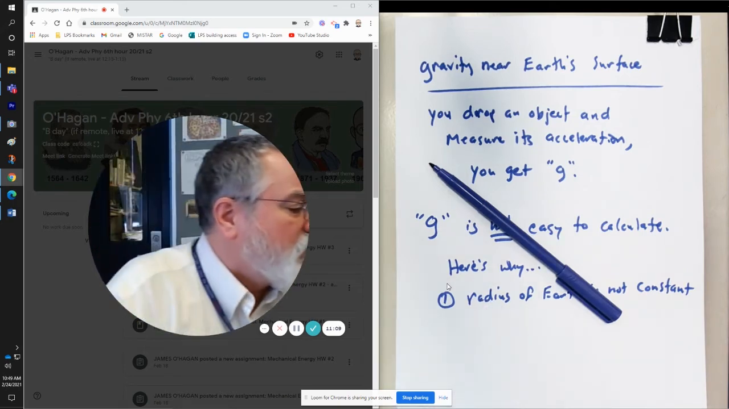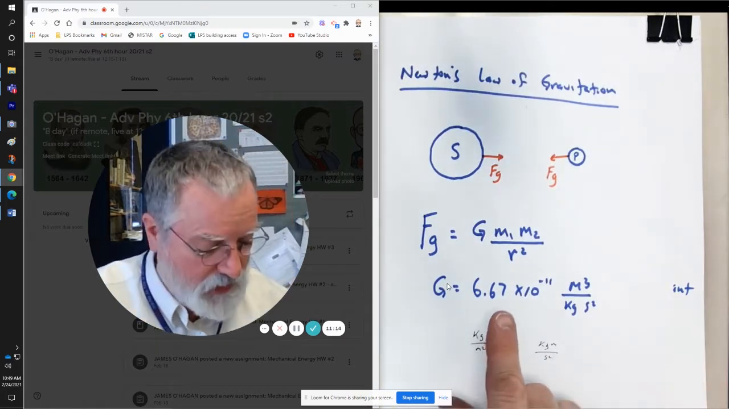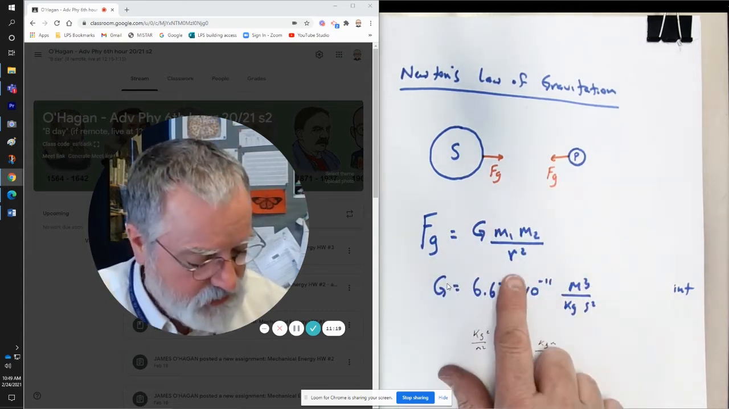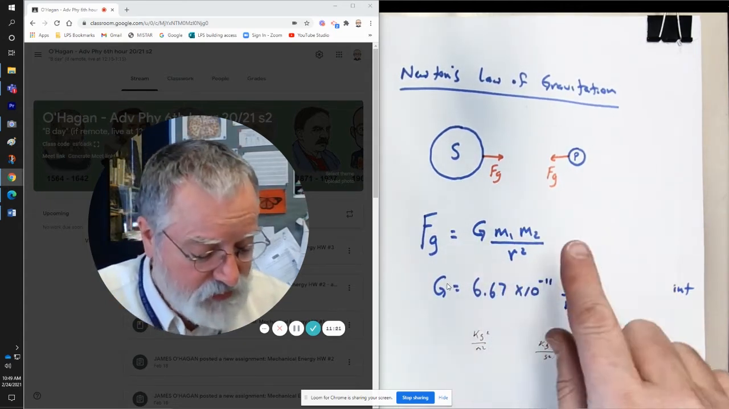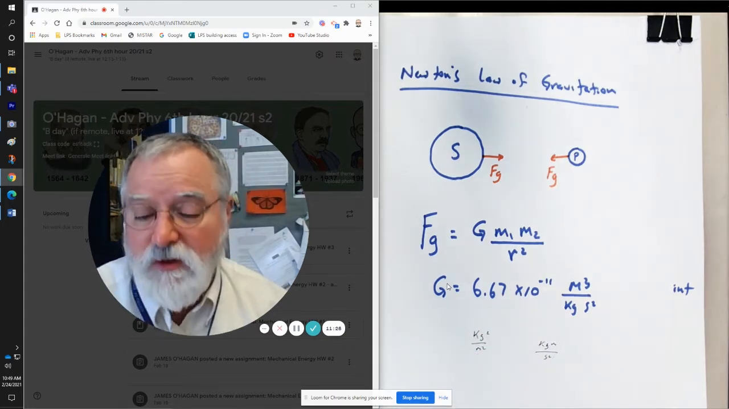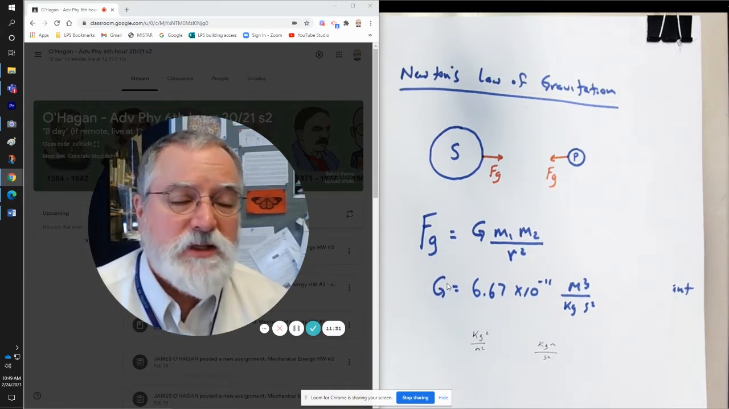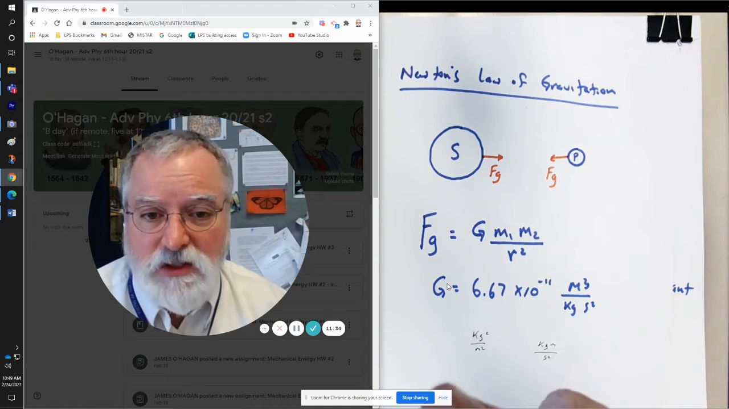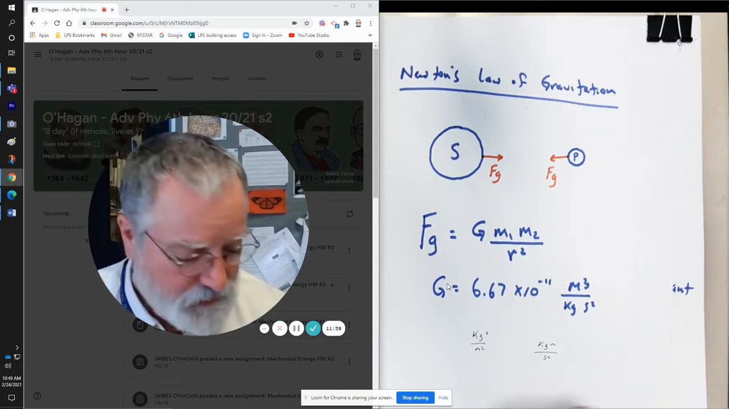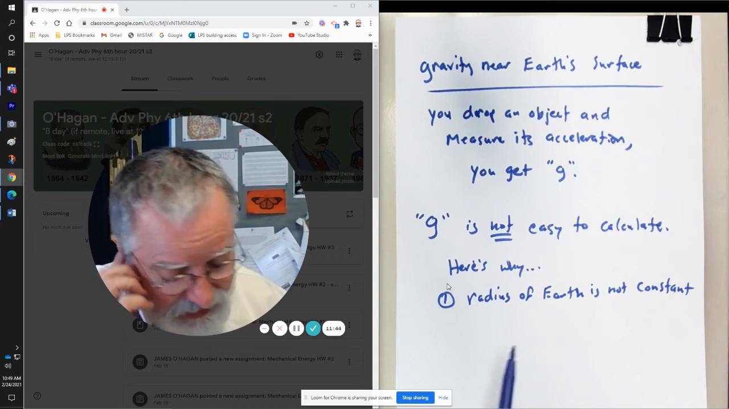Because you remember that law of gravitation, where'd it go? The distance between objects, so the distance between these, that's a center line to center line. So the distance between the center of the Earth and an object at sea level is different from the distance between the center of the Earth and an object up in the mountains someplace. Okay, that's what I'm talking about. So that's the first thing. Radius of the Earth is not constant.